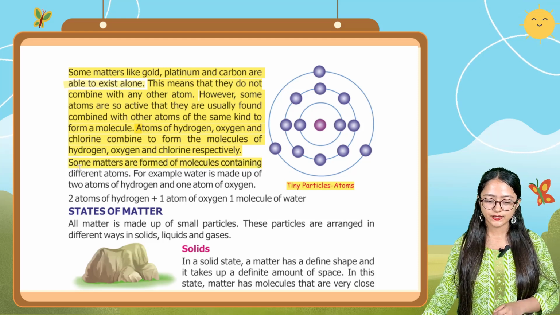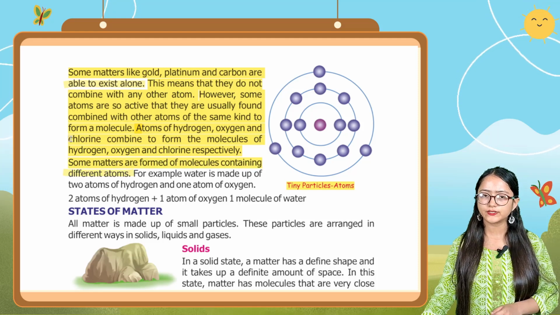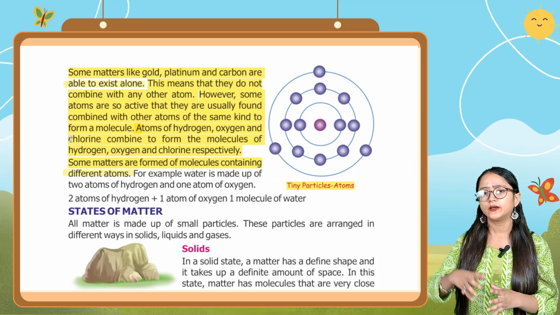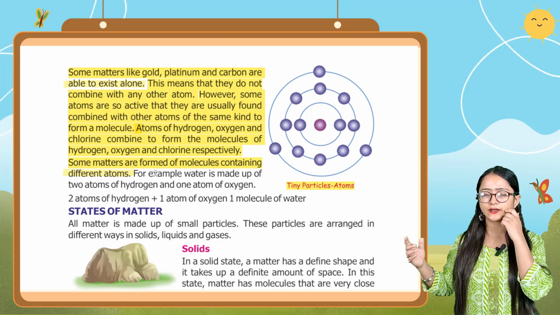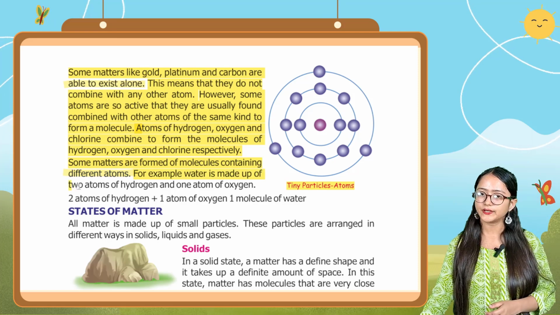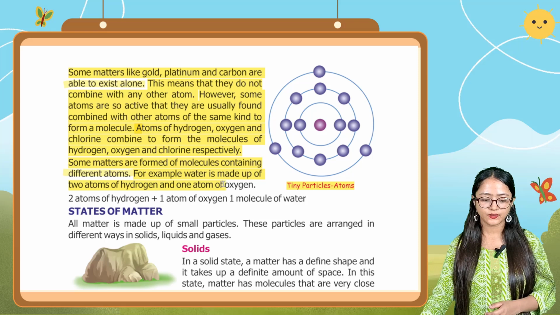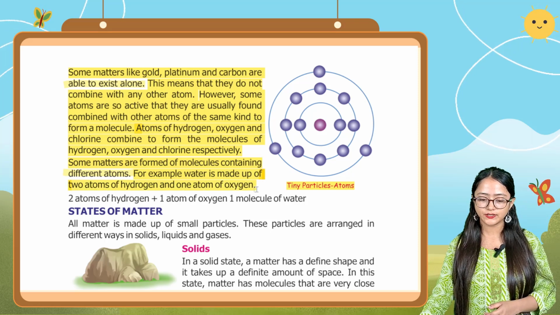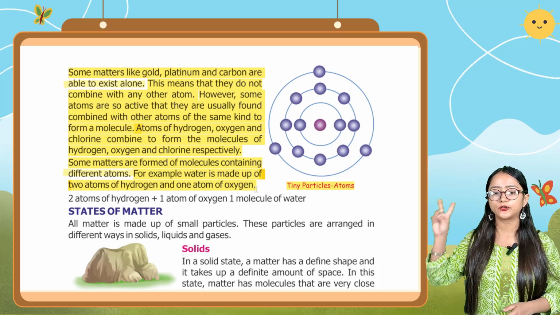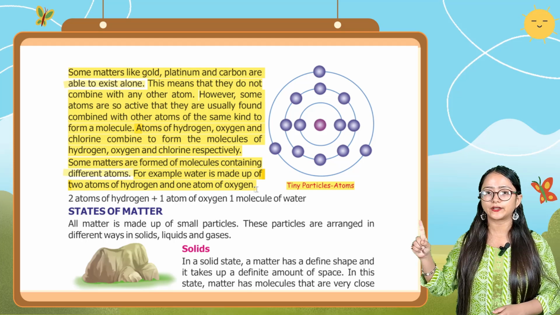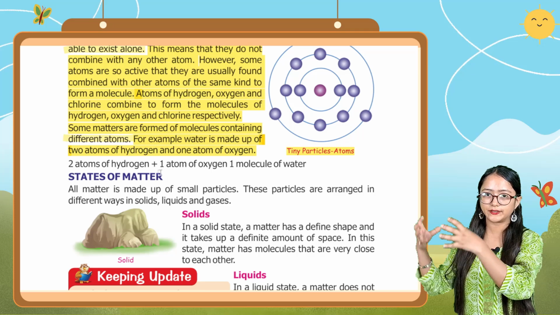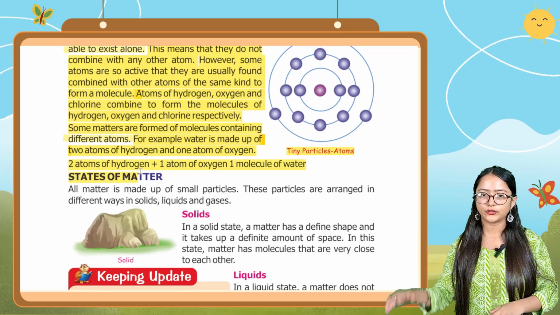It is saying some matter is formed of molecules containing different atoms. So there is some matter formed by molecules of different atoms. For example, water is made up of 2 atoms of hydrogen and 1 atom of oxygen. That means it combines different elements, hydrogen and oxygen, in its molecules.